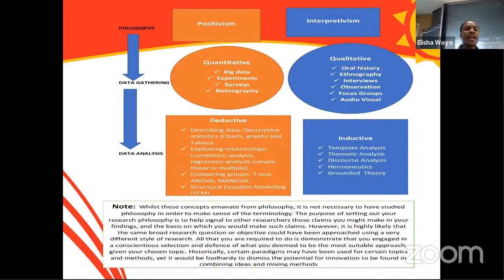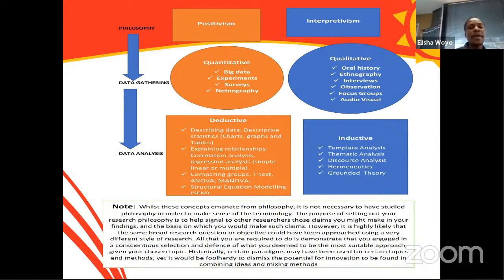So you describe the data using descriptive statistics like your frequencies, your mean, your mode, your median and all that, and you present these aspects in charts, in graphs, and in tables. You also go beyond providing descriptive stats, to try to explain relationships, maybe using your correlation analysis, using your regression analysis, whether simple linear regression or multiple linear regression. My take is you guys have done statistics with your statistics lecturer.